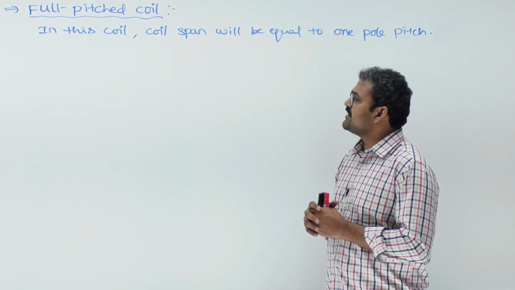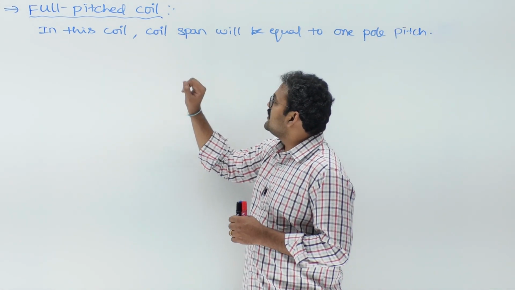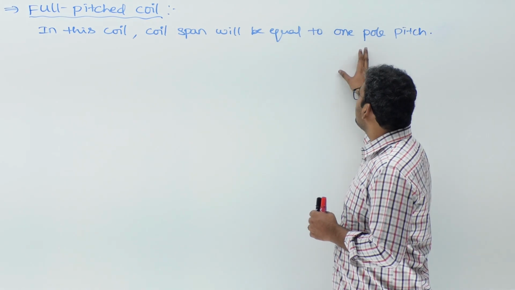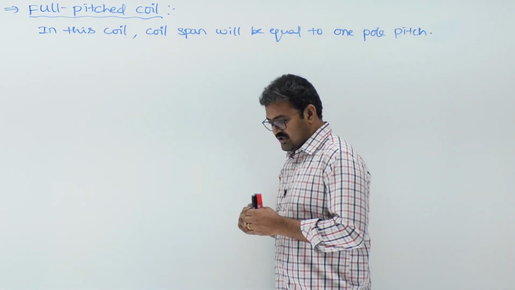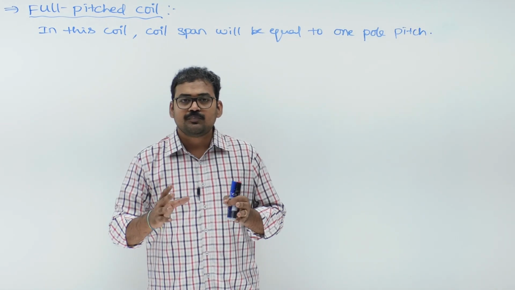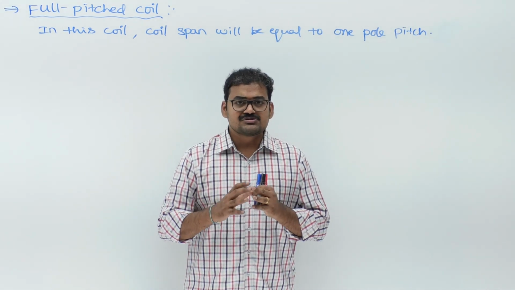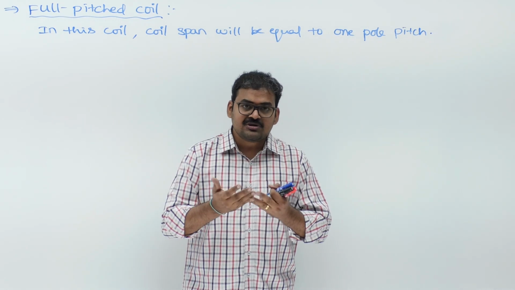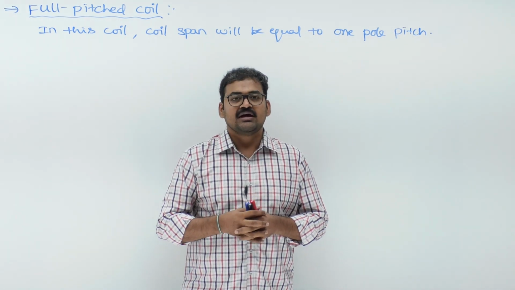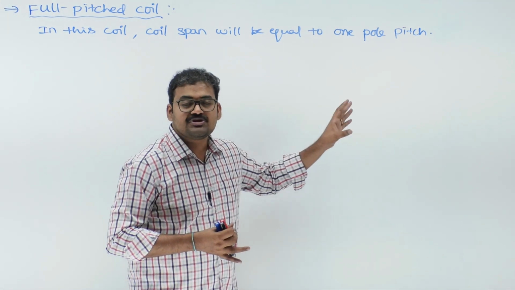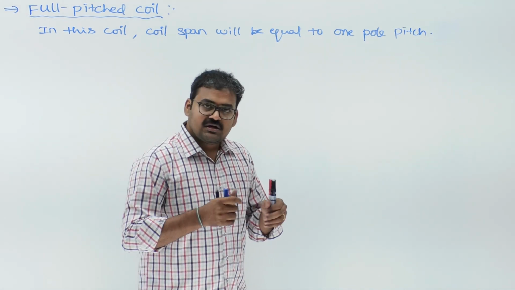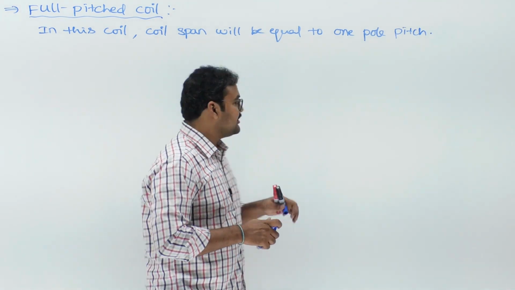I wrote the definition very clearly. In this coil, coil span will be equal to one pole pitch. I told you already one pole pitch means it is always 180 degrees electrical. Suppose if a coil span is also equal to 180 degrees electrical, then it is called a full pitched coil. Now see how this full pitched coil is going to be.